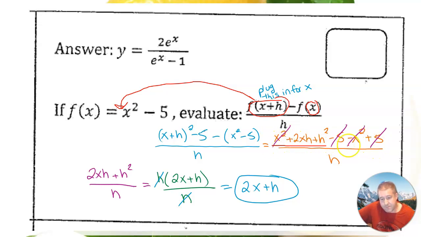And then I'm going to cross off anything that is the same. So x squared and minus x squared cancel each other out. 5 and negative 5 cancel each other out. And I simplified it down to what I have in purple. Factored out the h. H's cancel out top and bottom. And then I'm left with my answer, 2x plus h.